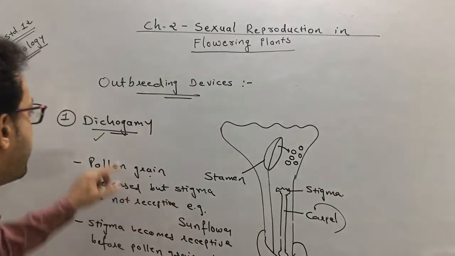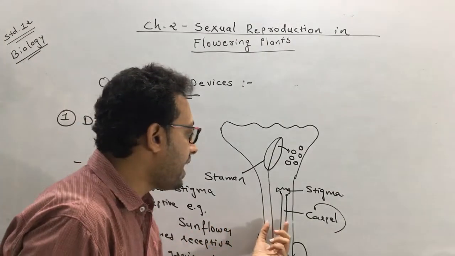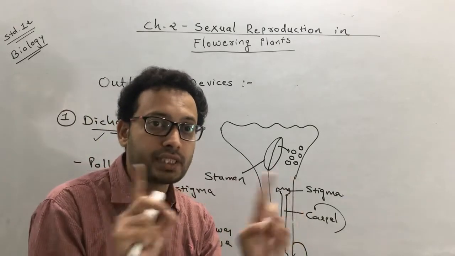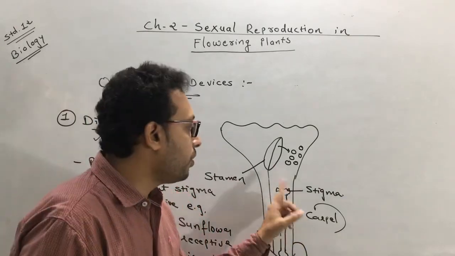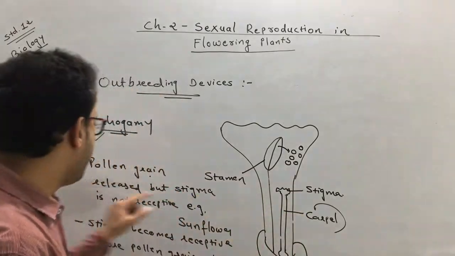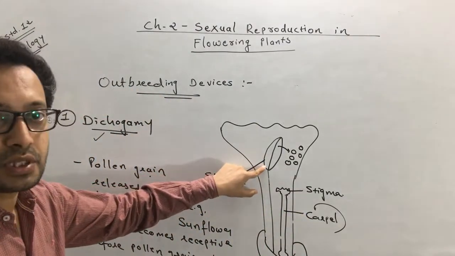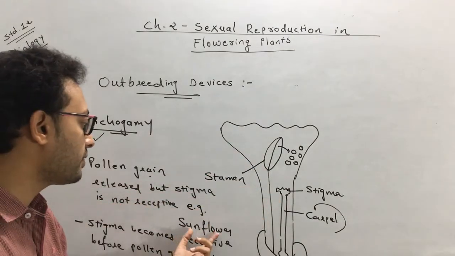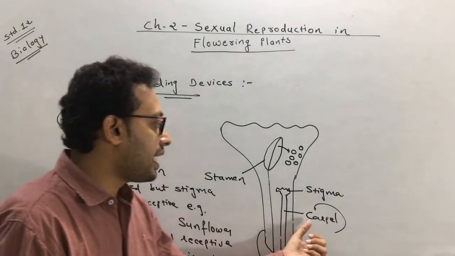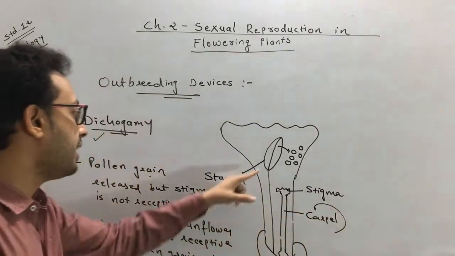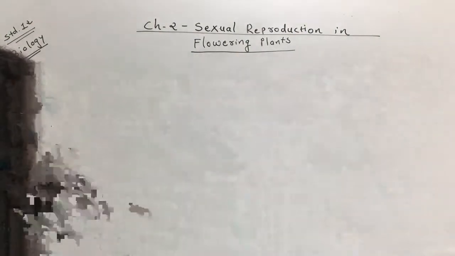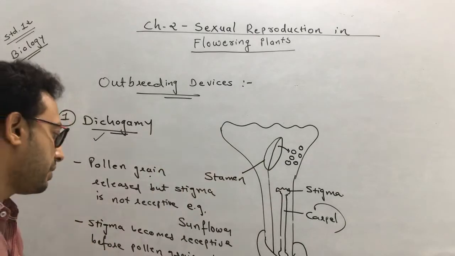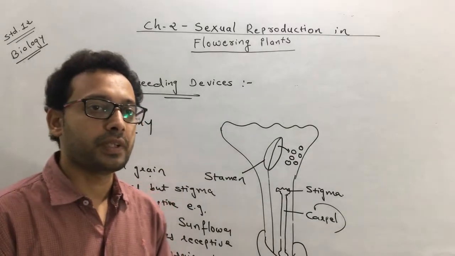Okay, so this is called dichogamy. Here in dichogamy, the maturation process of stamen and carpel is not synchronized. One of the organs becomes mature first. Like in the first case, the pollen grain is released, but the stigma isn't receptive. This occurs in the case of sunflower. In the other case, the carpel or the stigma becomes receptive, but at that time the pollen grain is not released, or much before the time of pollen grain release, the stigma becomes receptive. This happens in the case of papaya.